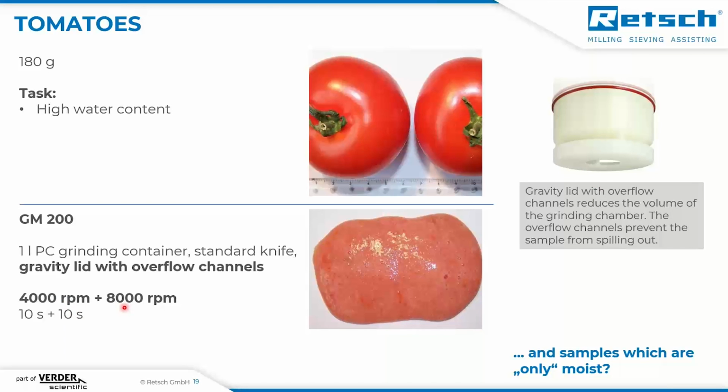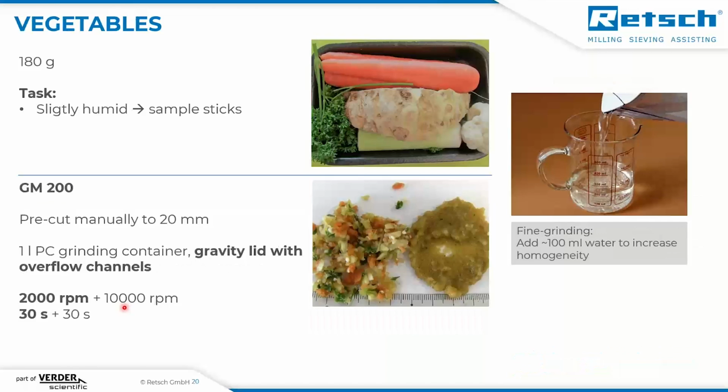The question now is, what can we do with samples which do not have that high water content, but which are only a little bit moist? For example, vegetables. Here, with a slightly humid sample, the sample tends to stick, as I told you before. So we can use the same equipment in the GM200 as for the tomatoes. Then in the second grinding step, it's necessary to add a little bit of water to increase the homogeneity and the sample mixing, because here this coarse ground sample tends to stick just above or below the rotating knife, and then you get the funnel formation.